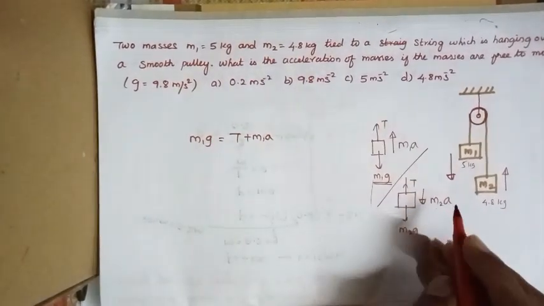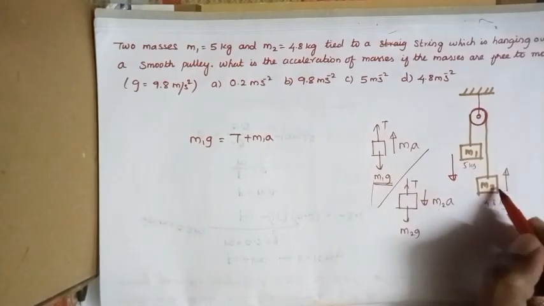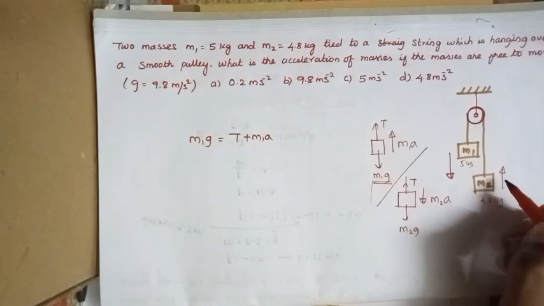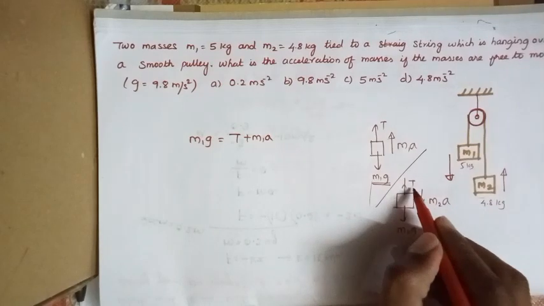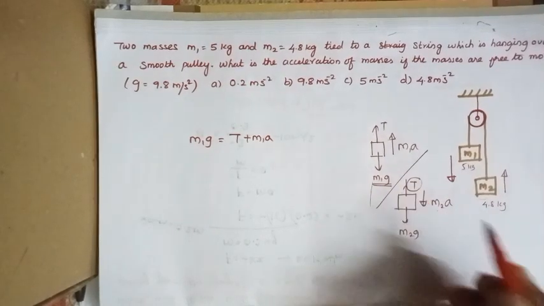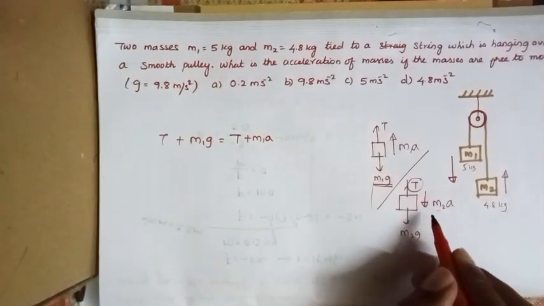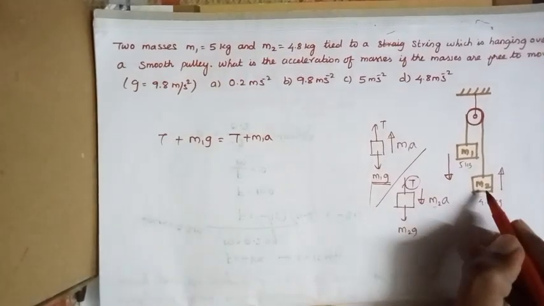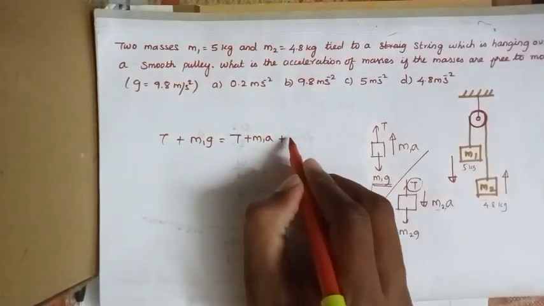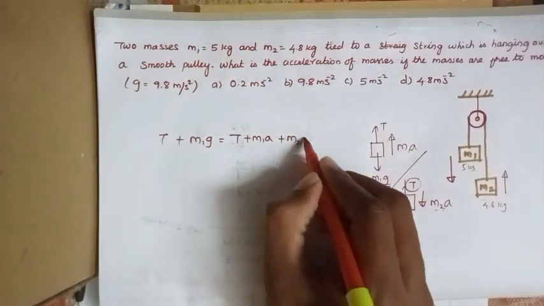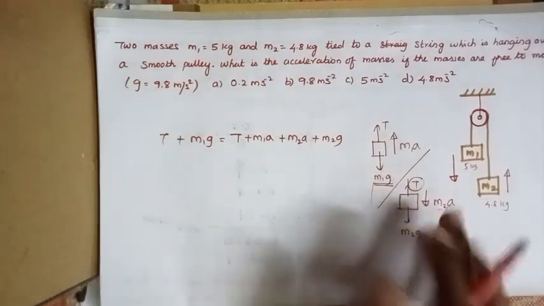Now consider the second mass. The second mass moves in upward direction. Okay, so all the forces on the second mass which are acting in upward direction support the motion of mass 2. Okay, so the tension T supports the motion, so we have to write that on the left side. But m2a and m2g act in downward direction, but the mass is moving in upward direction, so these two are taken on the right hand side: m2a plus m2g.